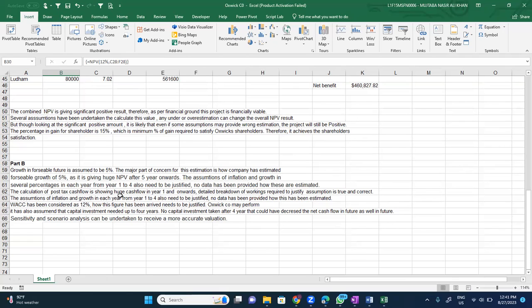Calculation of post-tax cash flow is showing huge cash inflow in year 1 and onwards. Detailed breakdown working is required to justify the assumption. The assumption of inflation and growth in each year from year 2 to 4 also needs to be justified. No data has been provided. WACC has been considered 12%. How this figure has been arrived at needs to be justified. Oxwick company may perform. It has also assumed that capital investment is needed up to 4 years. No capital assumption afterwards. Capital investment taken after 4 years could have decreased our net cash flow in future.